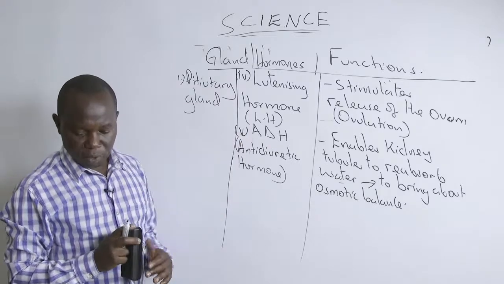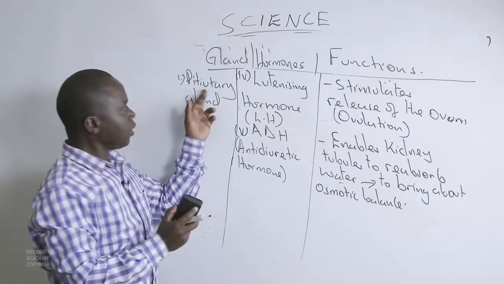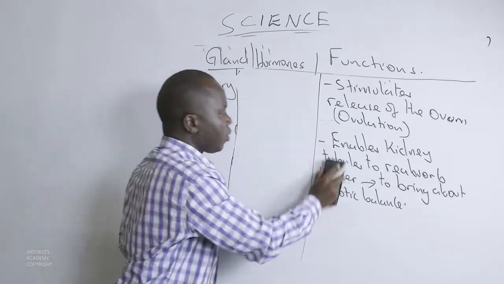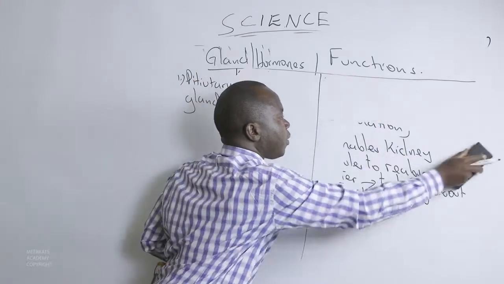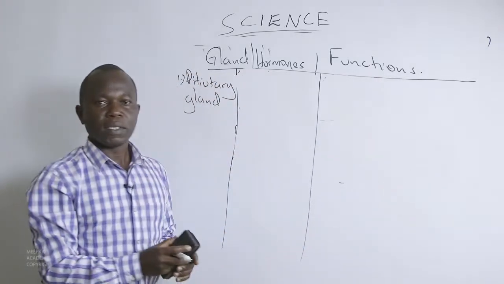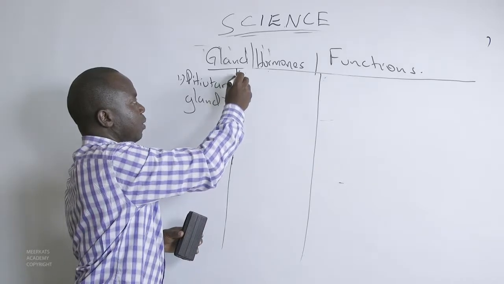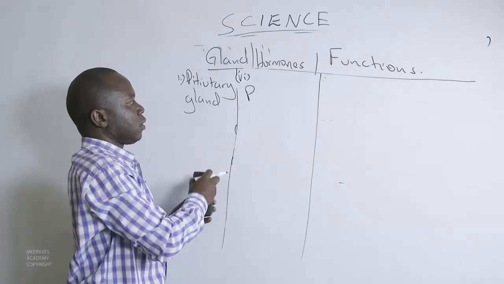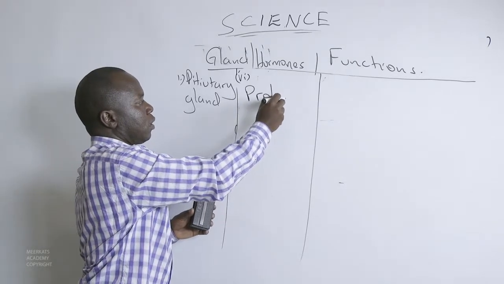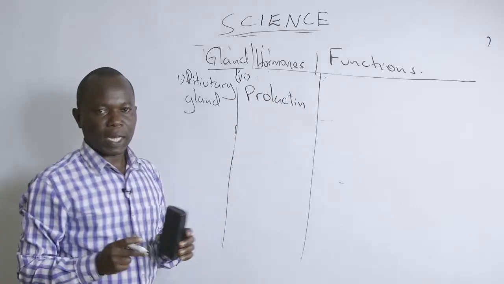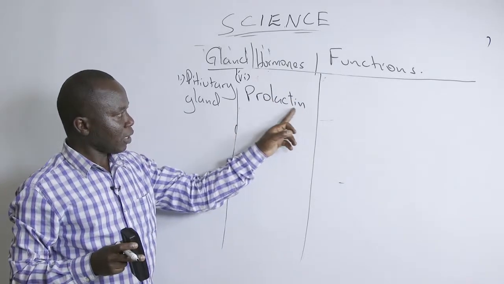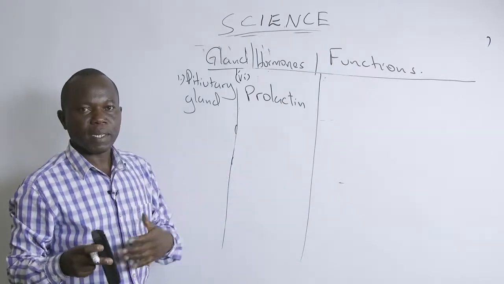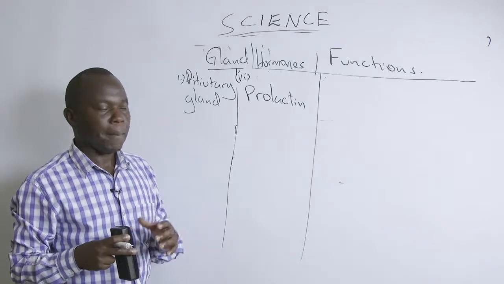So we have several hormones released by the pituitary glands. We are going to mention nearly all of them. We also have a hormone called prolactin, number 6. Prolactin. So lactin is coming from milk. So prolactin stimulates mammary glands to secrete milk.